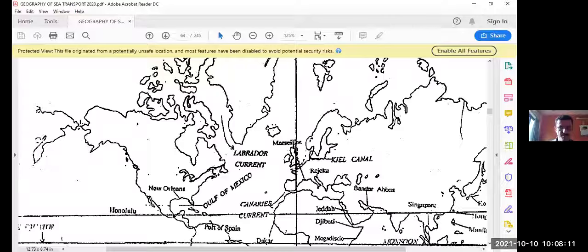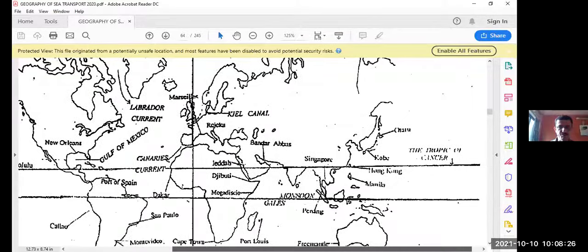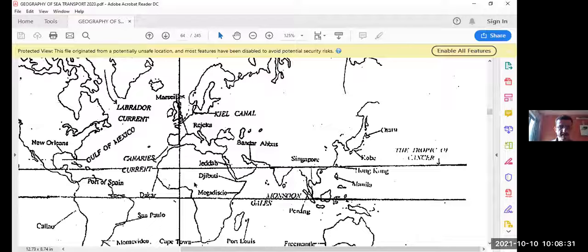I can see the North Atlantic Ocean. I can see a few of the currents. I can see Latin America. Then I go here. That's Africa, Europe, Middle East, India, and Far East. All of you can see that with me? Yes, sir.